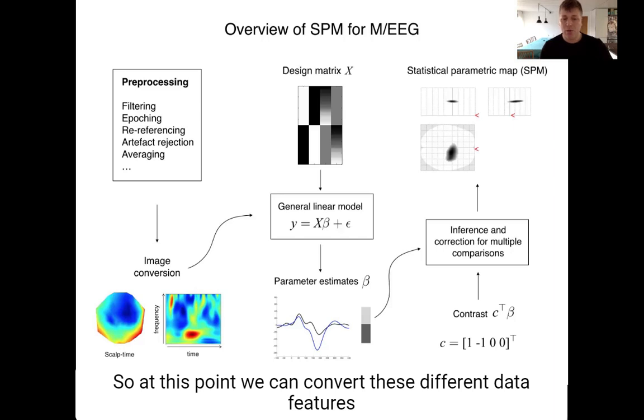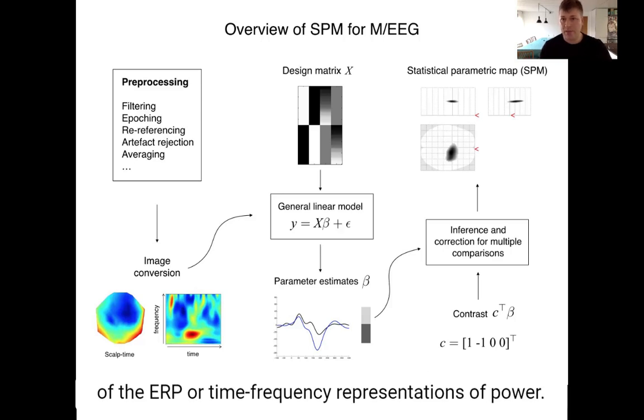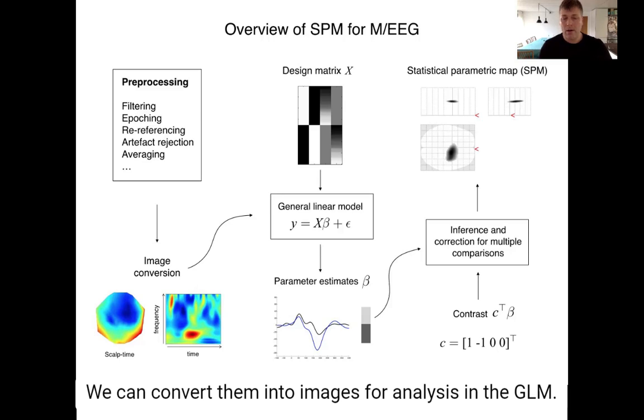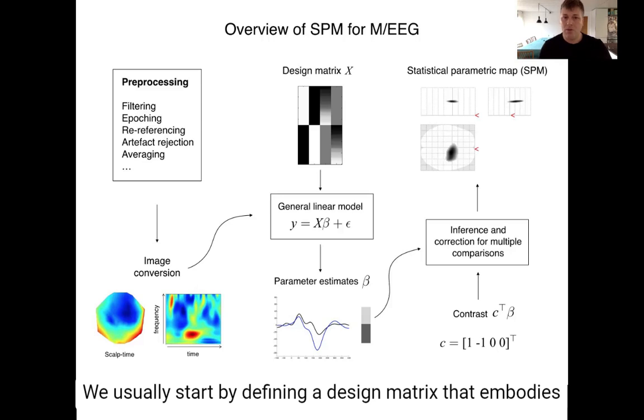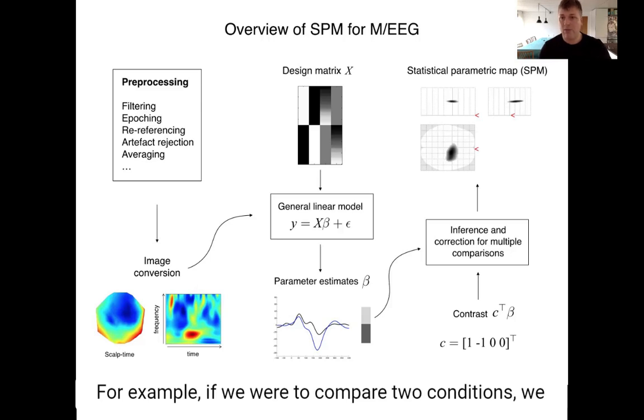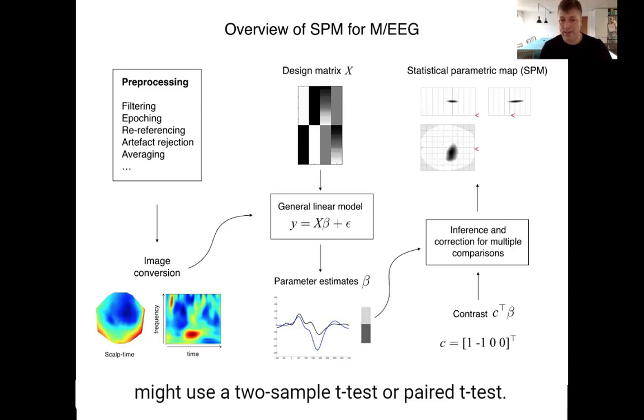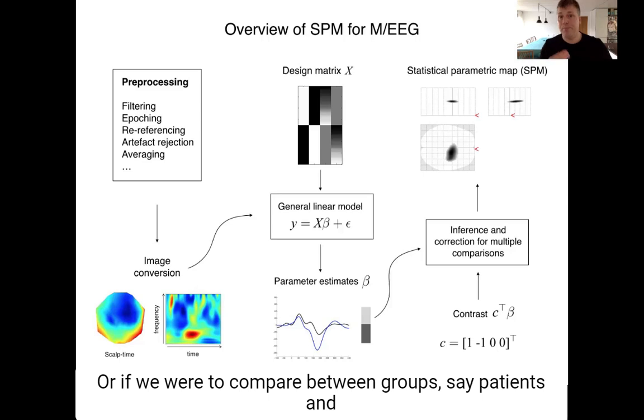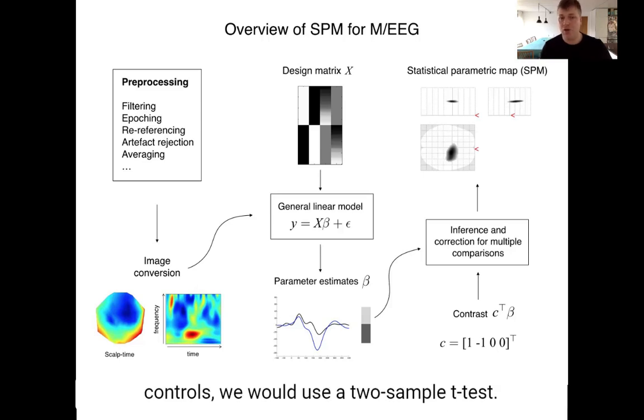So at this point, we can convert these different data features, so be it ERPs or time frequency representations of power, we can convert them into images for analysis in the GLM. So we usually start by defining a design matrix that embodies the experimental factors and confounds. So for example, if we were to compare two conditions, we might use a two-sample t-test or paired t-test, or if we were to compare between groups, say patients and controls, we would use a two-sample t-test.